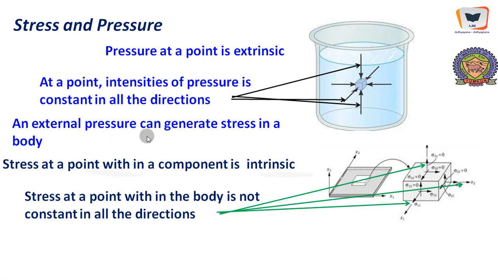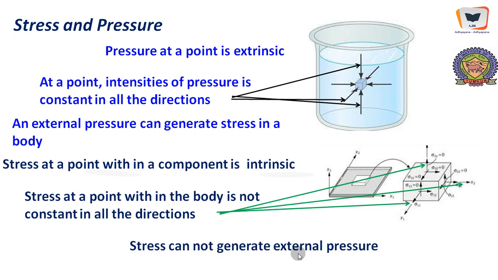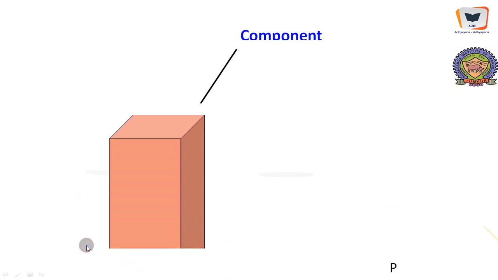If you apply an external pressure to a body or to an element, it can generate stress in the body, but the converse cannot be realized. That means you cannot apply the stress and generate the external pressure, because stress is purely an internal matter of a material.